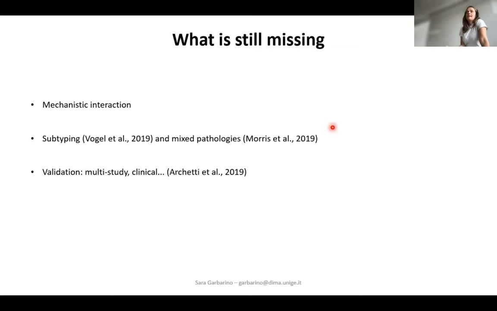Then of course we have a validation problem, either multi-study, like this paper here, that I think does a multi-study validation on the EBM and the DDEBM.